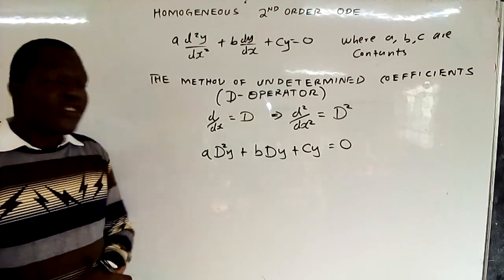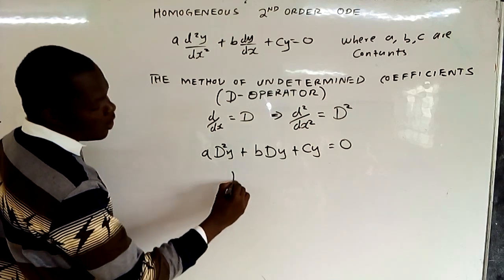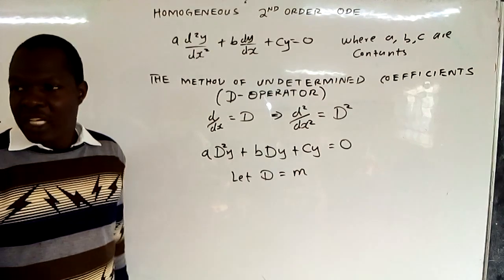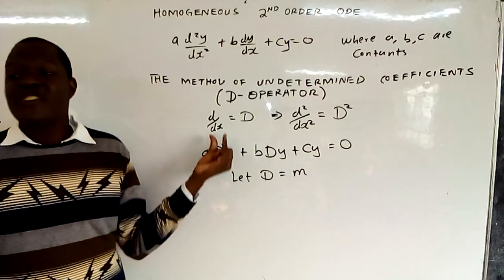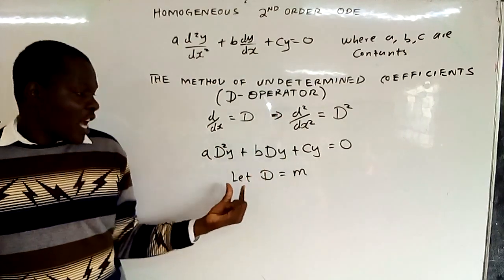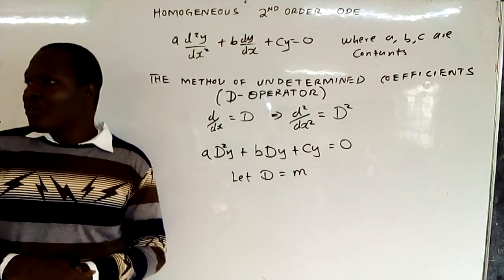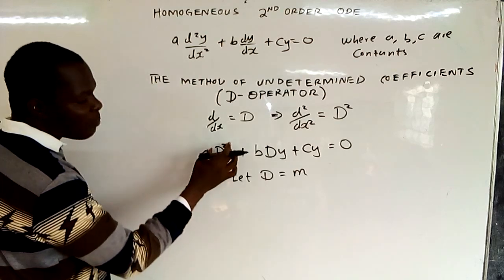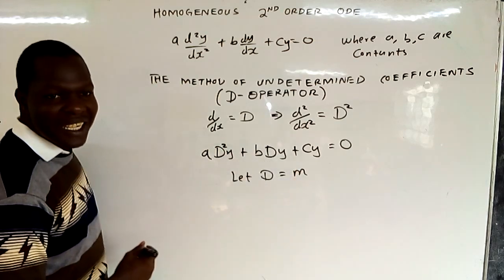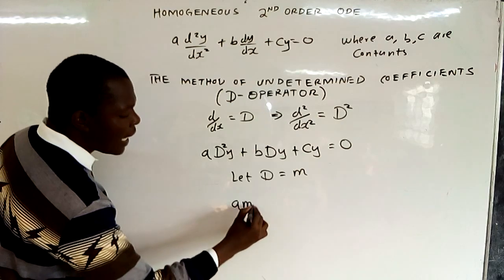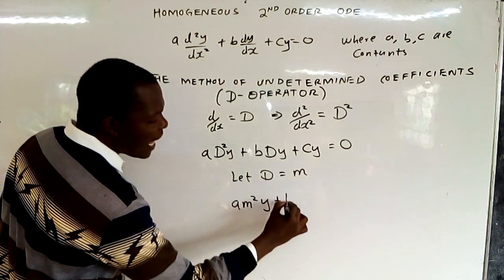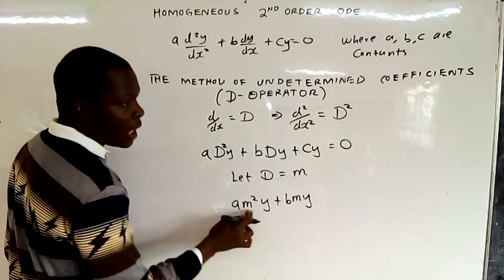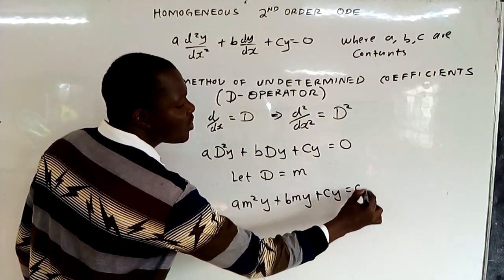Now we want to let this D operator be m, so that we no longer deal with derivatives. We want to solve a quadratic equation, so we let this D be m. The moment you let D be m, then D squared will be m squared. So we now have a m squared y plus b m y, because where this D is, you put m, plus c y is equal to 0.